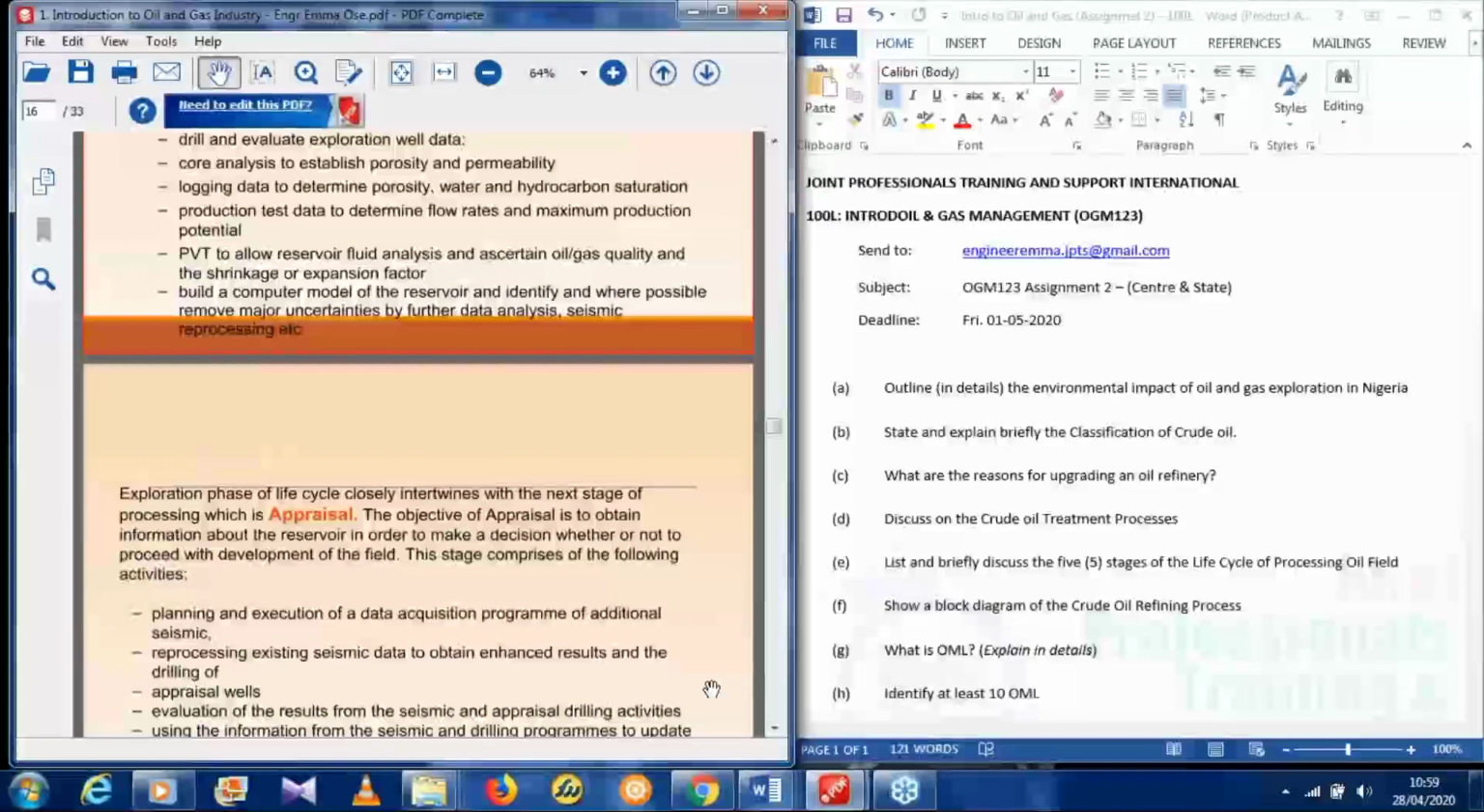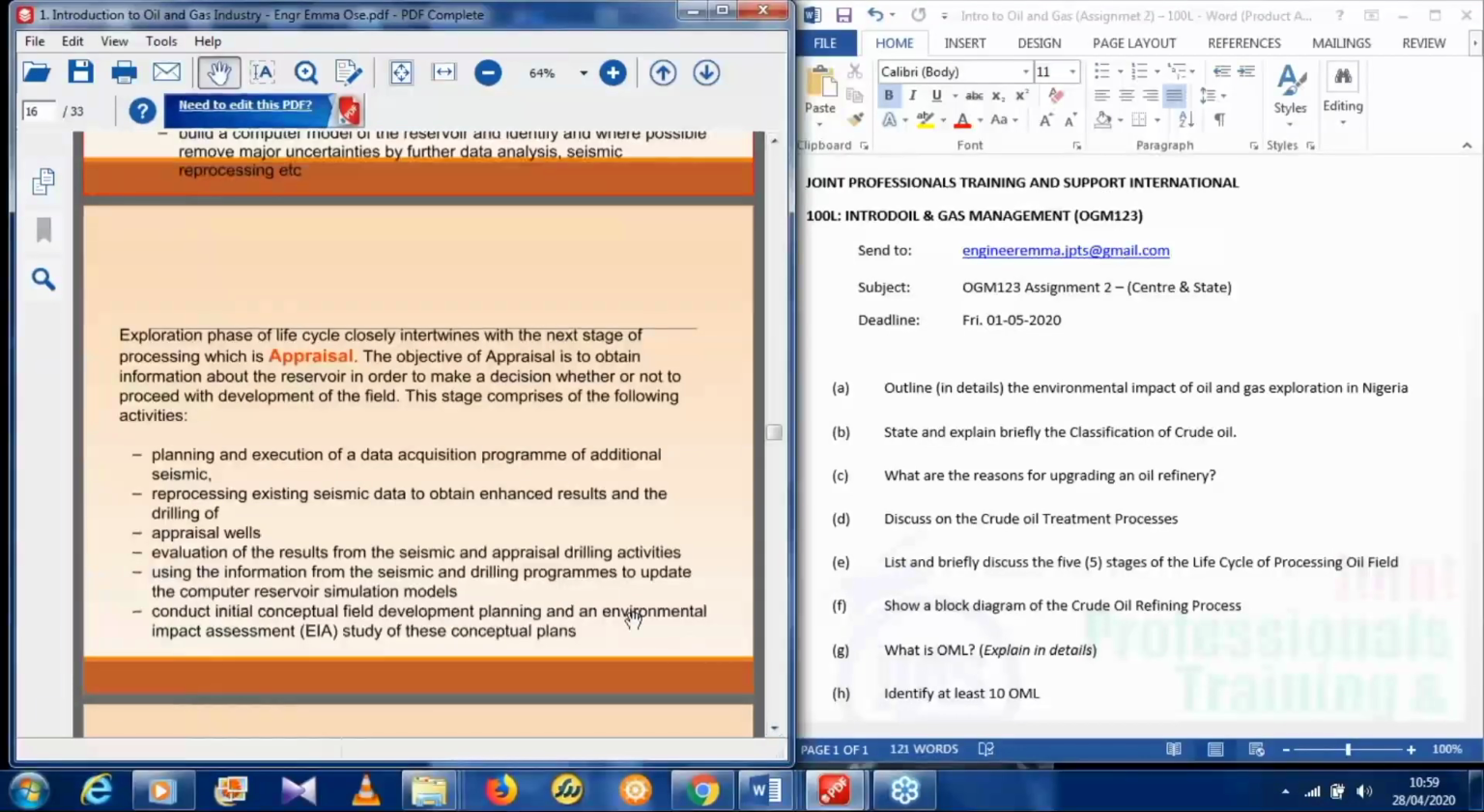Then the exploration phase of the life cycle intertwines with the next stage, which is appraisal. In appraisal, we also obtain information about the reservoir, to guide us in deciding whether we can proceed with development or not. That is what happened in the video I'll show you just now.